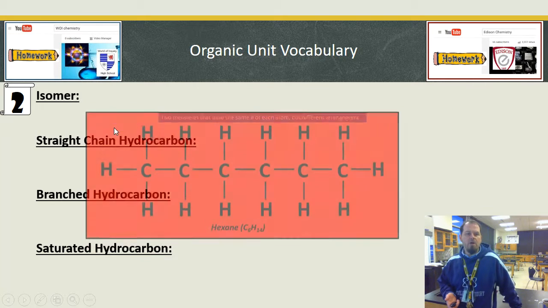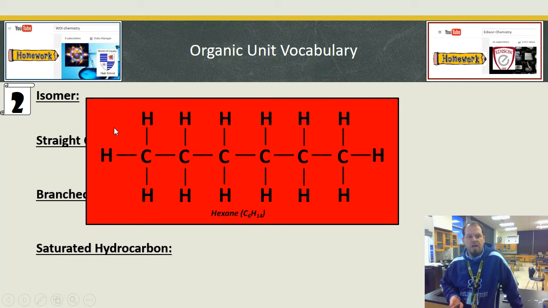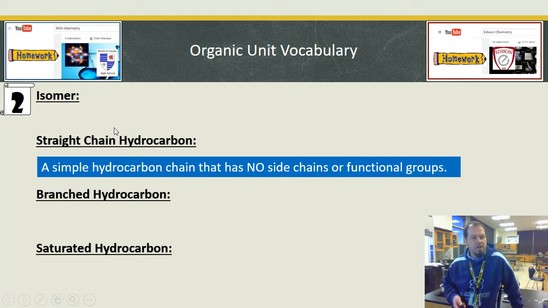Straight chain hydrocarbon. So this is a straight chain hydrocarbon. You'll learn how to get to that word hexane. Notice the carbons are all in a straight line. This is as simple as it gets. So this is a simple hydrocarbon chain that has no side chains or functional groups.